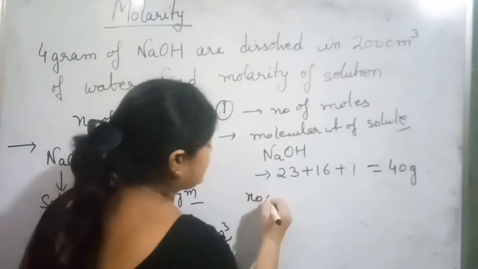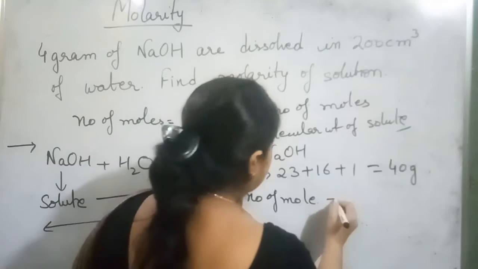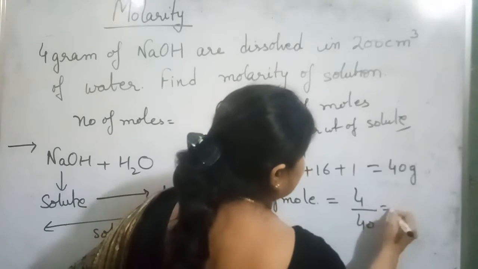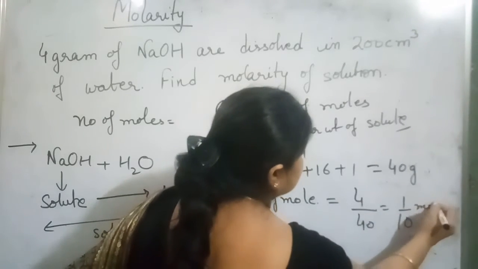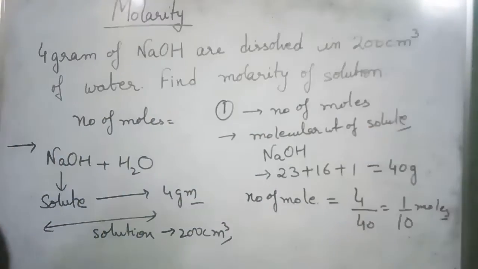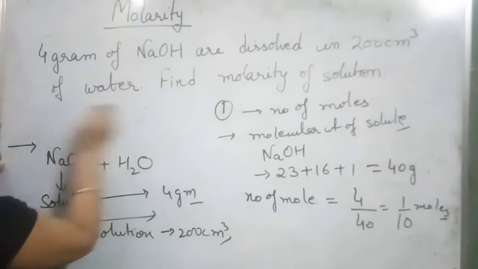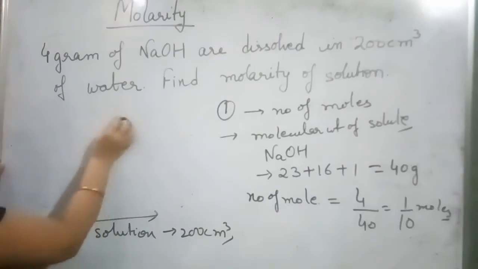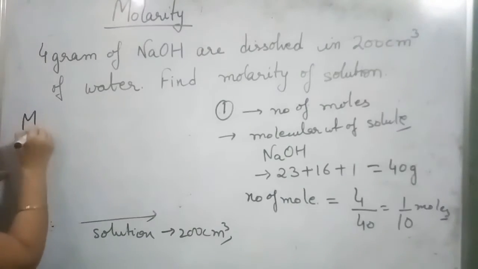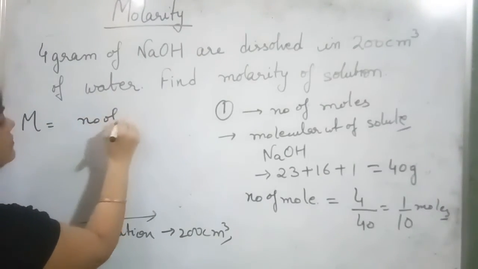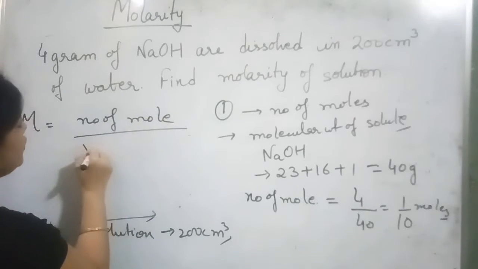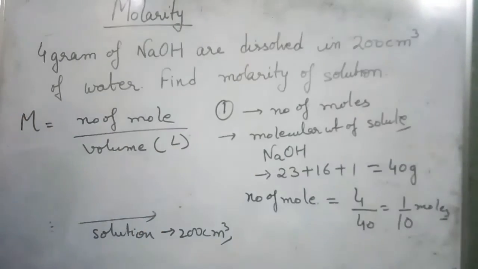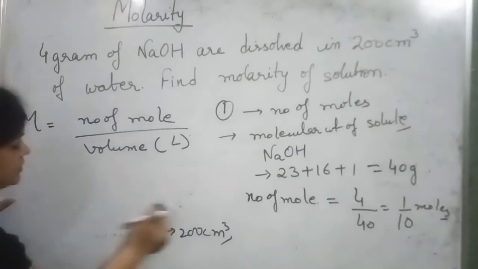Now to find the number of moles, we just divide. So weight in gram is 4 and molecular weight is 40. So ultimately we get 1 by 10 moles. Clear? Now we have to find the molarity. As I told you earlier, the formula for the molarity is number of moles over volume of the solution in liters. Clear? Now it is given as 200 centimeter cube.